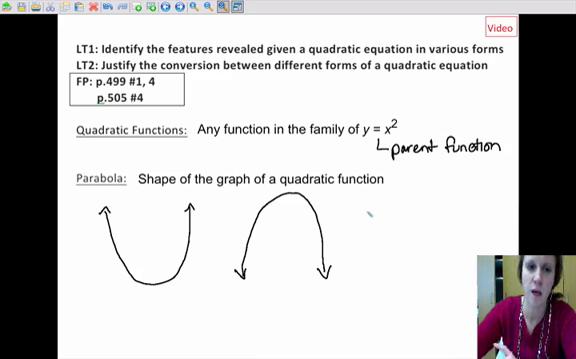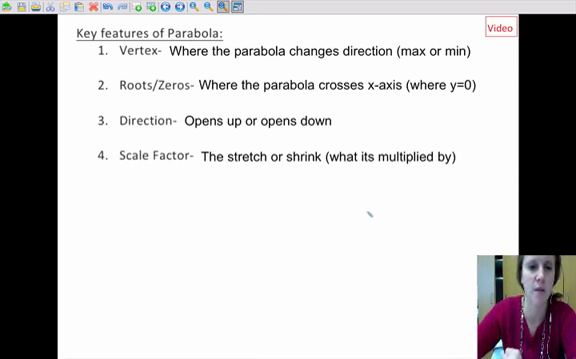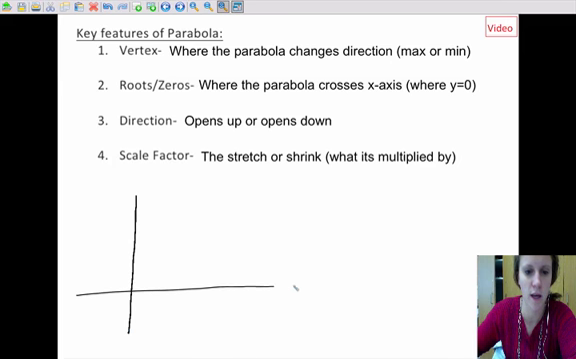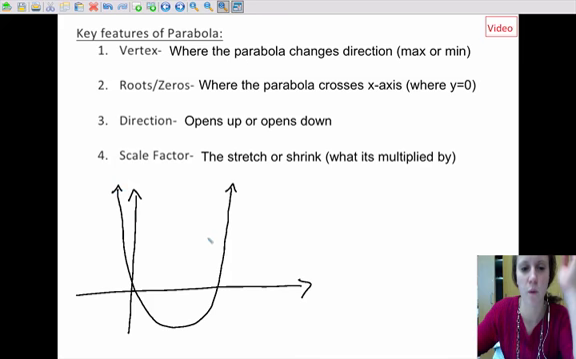Okay, and then some key features of a parabola. So let's say I have a parabola here. Let's draw an x and y axis, and then we're going to talk about some key features. So here's my parabola. This is a quadratic function. We won't really worry about the equation for this function right now. We're going to talk about some different points on it.